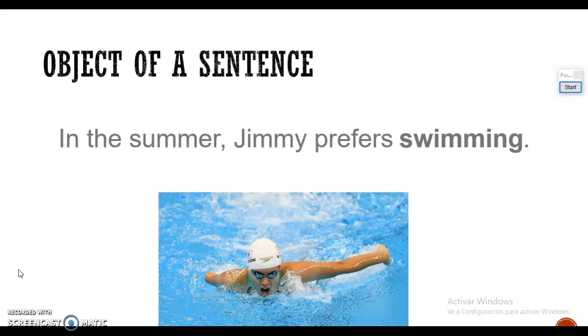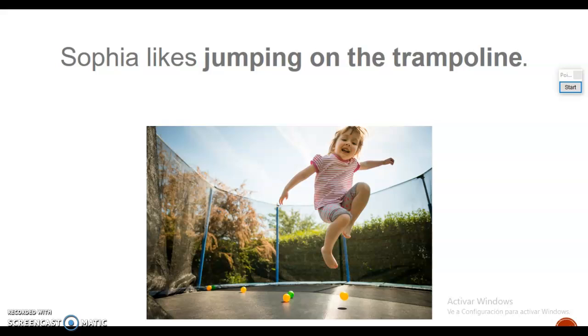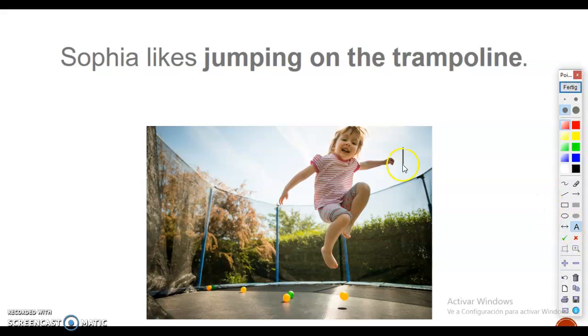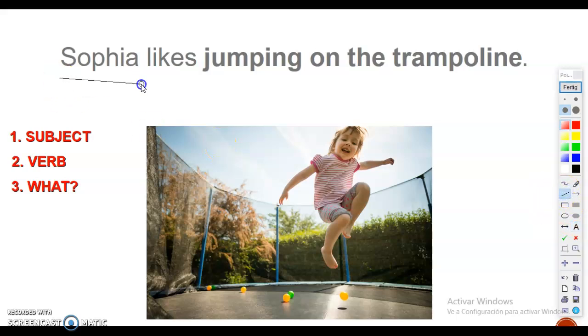Now let's go to another example. Sophia likes jumping on the trampoline. So let's analyze the same steps. Step number 1, we need to identify the subject. As step number 2, identify the verb. And finally, as step number 3, we're going to ask what to our verb. The subject, Sophia, she's the doer. This is the number 1 subject. Number 2, the verb. The verb is likes. So this is going to be our number 2, likes.